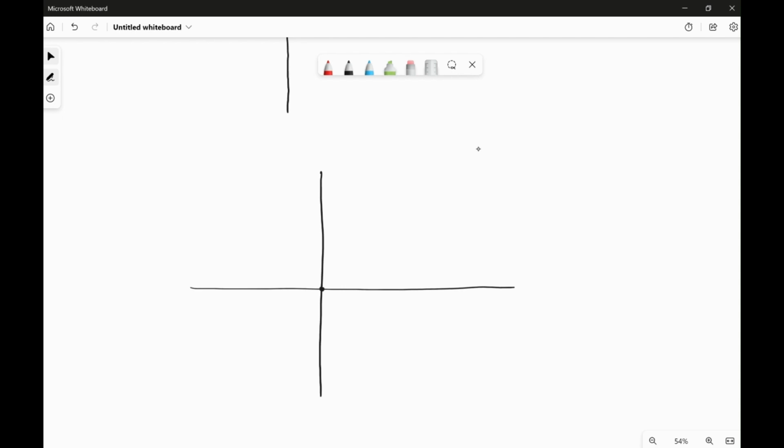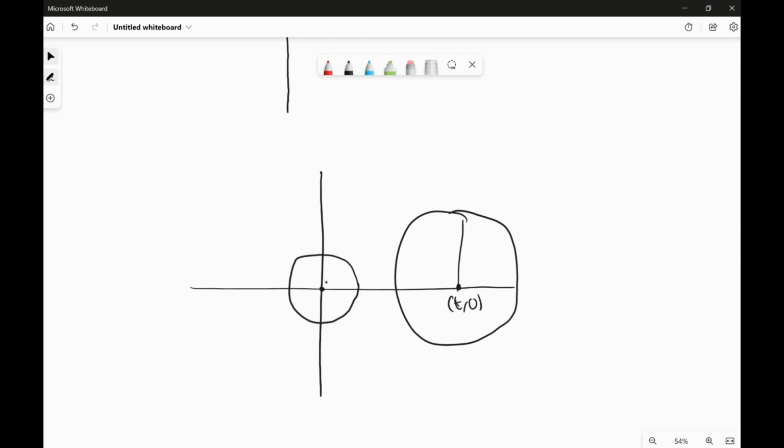So suppose you have the two circles in the coordinate plane, and then you have another circle here, suppose. And the centers all lie on the x-axis. So this point here is, suppose, t, 0, and this point is the origin. And without loss of generality, suppose that this circle here has radius 1, and this circle here has radius r.